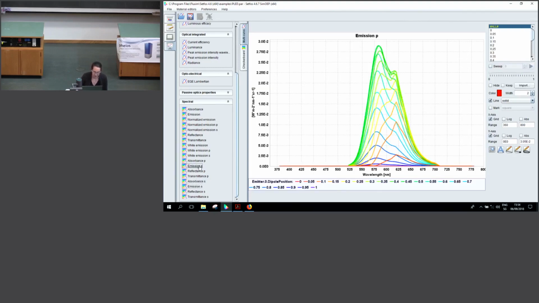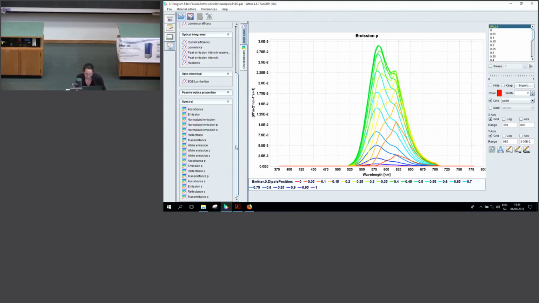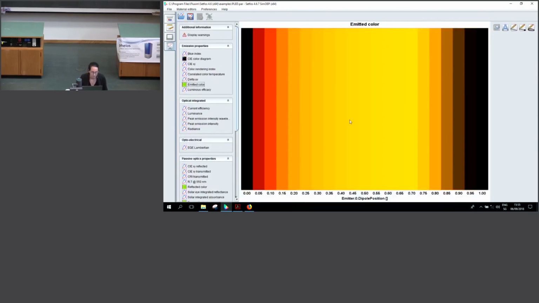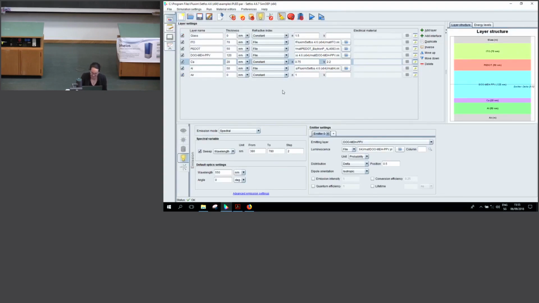And you also have it in S polarized and P polarized. But since we are looking in forward direction at 0 degrees here, it's not different. Okay, and here would be the emitted color, and in the CIE color diagram, our emission would be located here, kind of.